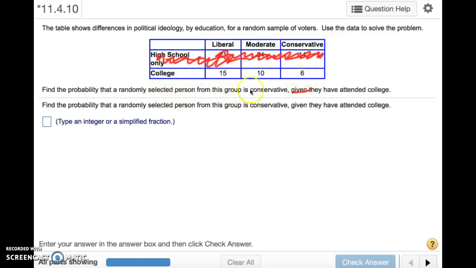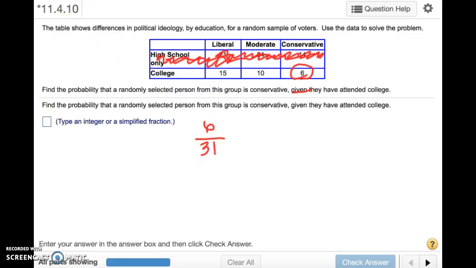And now it wants me to find the probability that somebody is conservative. So I have 6 conservative people. And I'm, again, only looking at this row, so I need the total for that row, which is 31. And it says to enter it as a fraction, and 6 over 31 does not reduce, so that is your final answer.